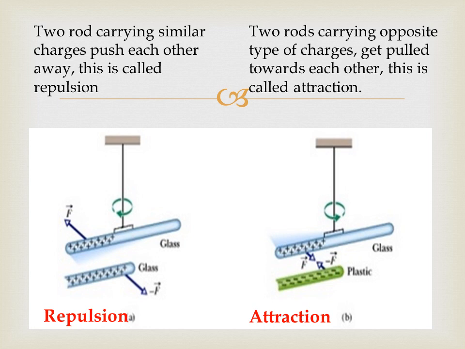So students, two rods carrying similar charges push each other away. This is called repulsion. And two rods carrying opposite type of charges get pulled towards each other. This is called attraction.